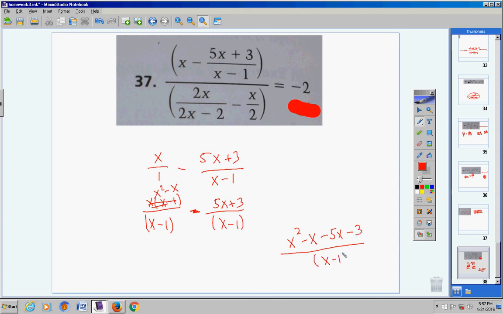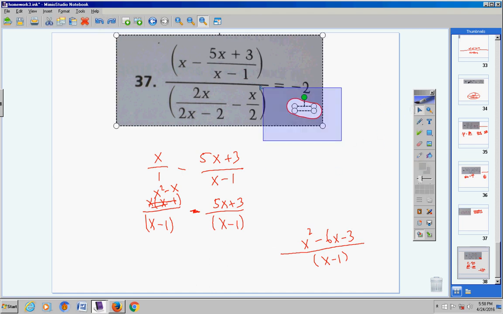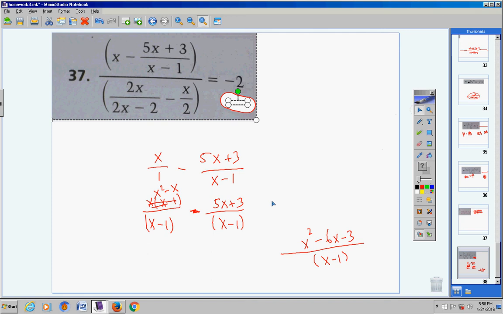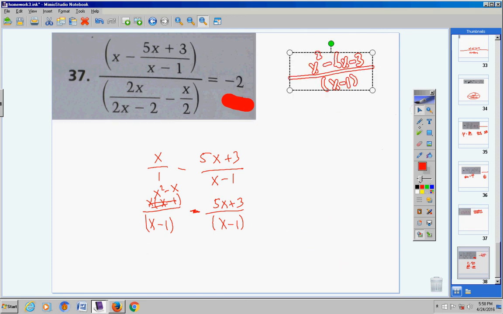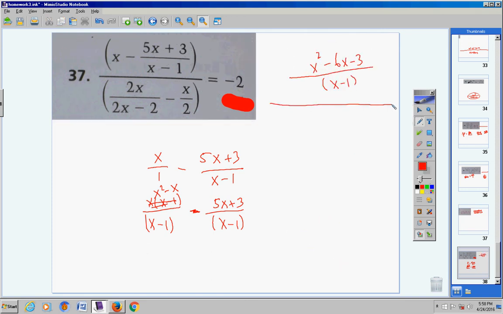Now, I can simplify this. Negative 1, negative 5, negative 6x. Okay? So let's quickly fix that. X squared minus 6x minus 3. Now this fraction here replaces this right here. Alright, that's my numerator. Put a really big fraction bar. Now we're going to get back to work.